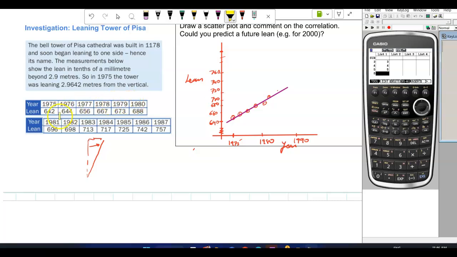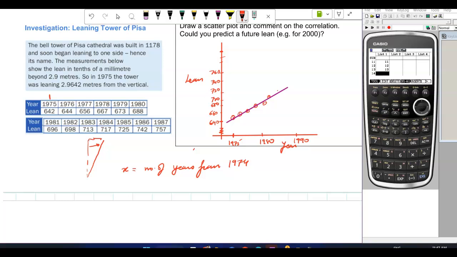So how many are there? 1, 2, 3, 4, 5, 6, 7, 8, 9, 10, 11, 12, 13. So what will you write? What's your x? Your x is the number of years from 1974, because we have taken this as 1. So from 74 this is 1 year.